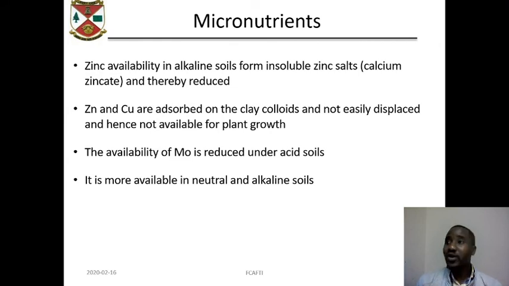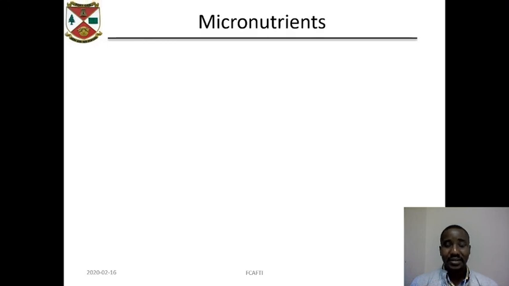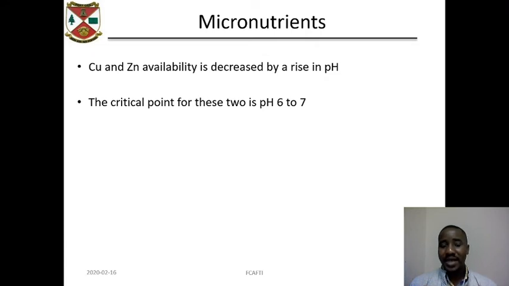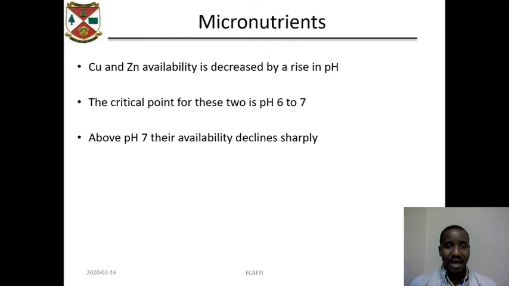because molybdenum is the opposite, right? Molybdenum in soil behaves more like the macronutrients. It is more available in neutral and alkaline soils, molybdenum that is. Copper and zinc availability is decreased by a rise in pH. The critical point for these two elements is pH 6 to 7. Above pH 7, their availability declines quickly.